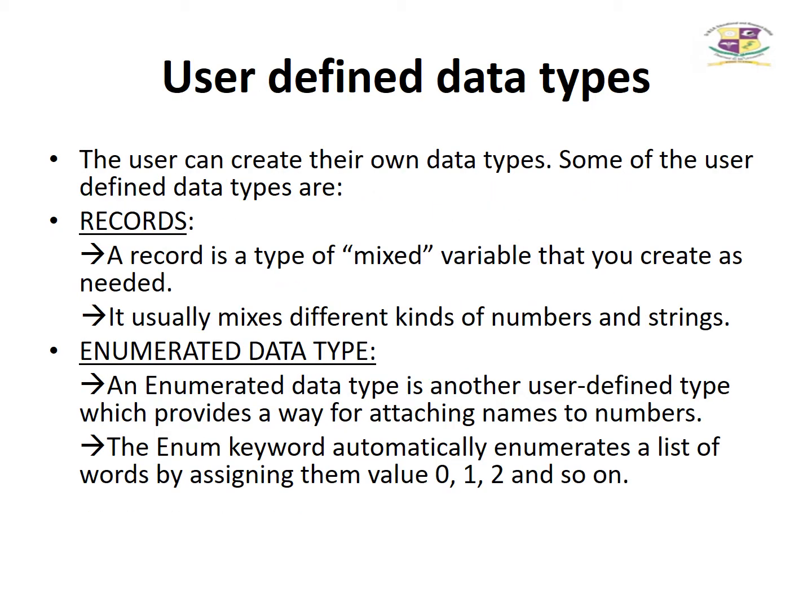User-defined data type. The user can create their own data type. Some of the user-defined data types are record and enumerator data type. A record allows the user to create a mixed variable, that is, you can create a data type of numbers and strings. The next is the enumerator data type. It allows the user to create a data type by attaching names to numbers. So for every name, a value will be assigned, that is from 0, 1, 2, and so on.